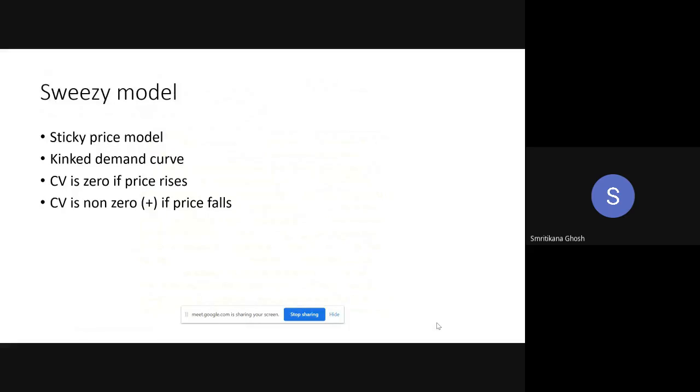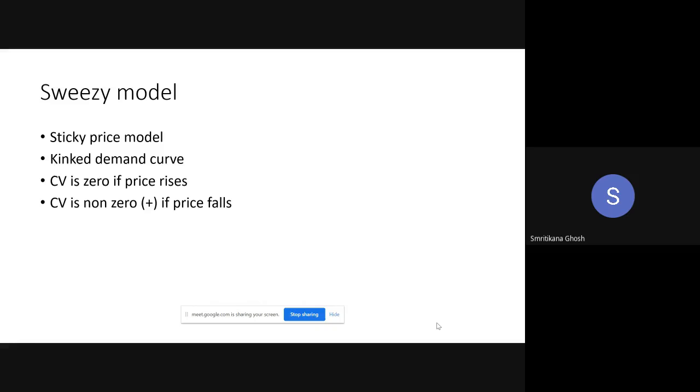Okay, Sweezy, again, you can understand it's the name of an economist. So what is the Sweezy model? The Sweezy model is trying to explain why price is sticky. That means why the price is not changing. When we are discussing this model and that model, we are always taking the price as very flexible. If the leader wants, he can change the quantity, that will be followed by the follower, and the quantity and the price will change.